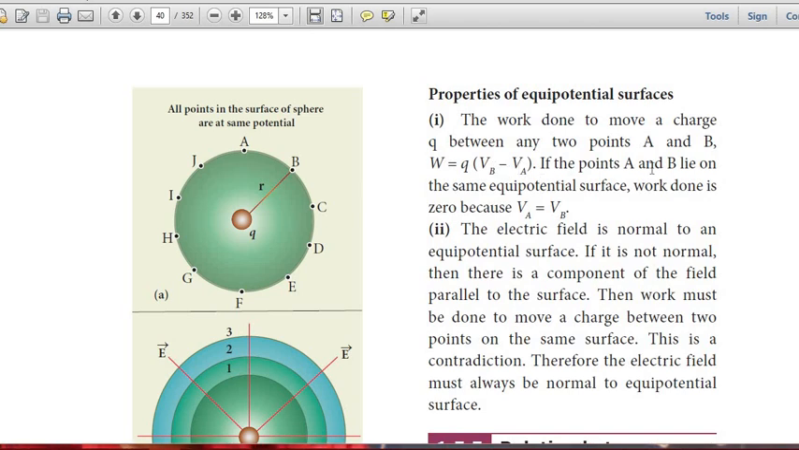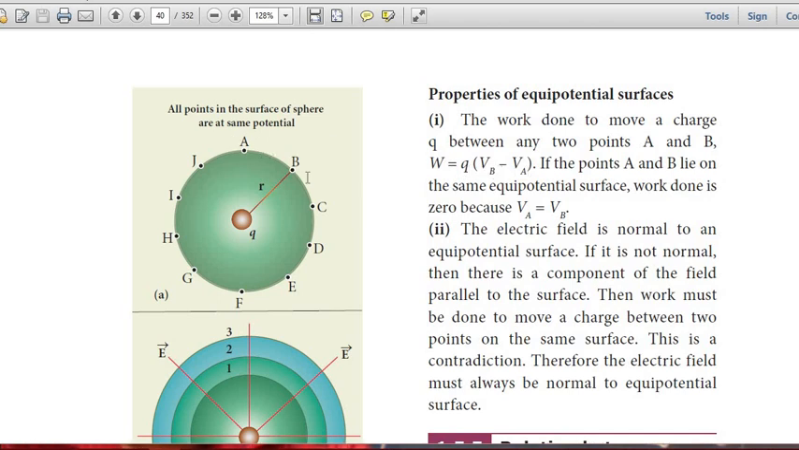So if the points A and B lie on the same equipotential surface, both have the same potential. If the equipotential is different for points A and B, the equation becomes W is equal to Q into VB minus VA.